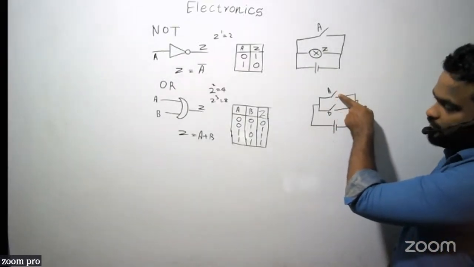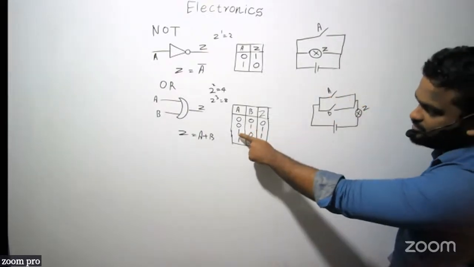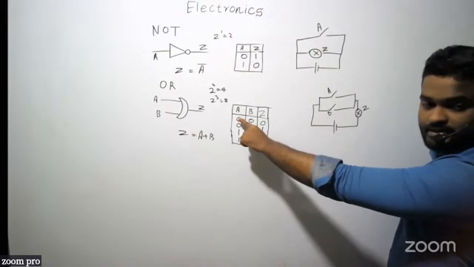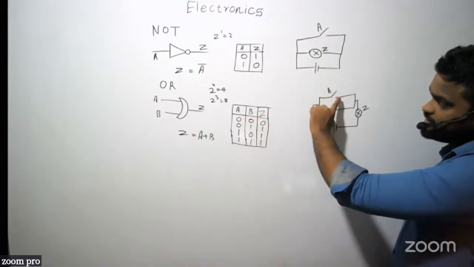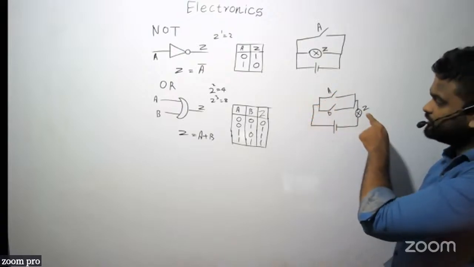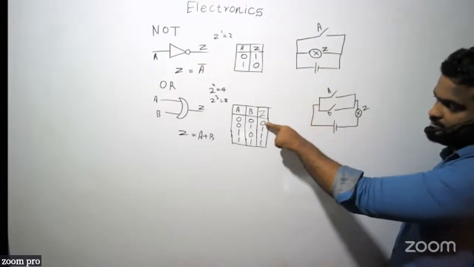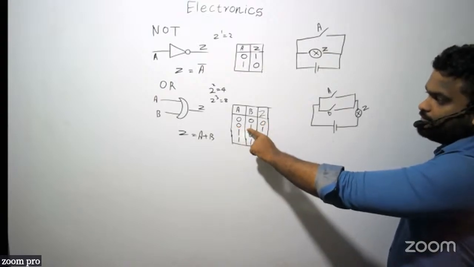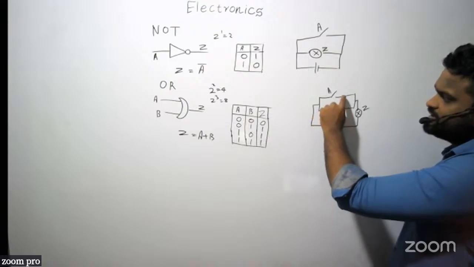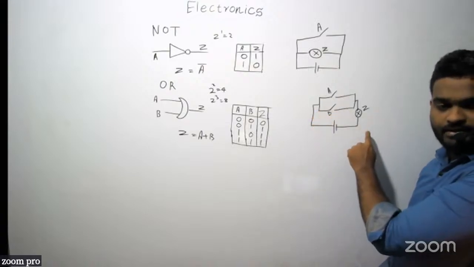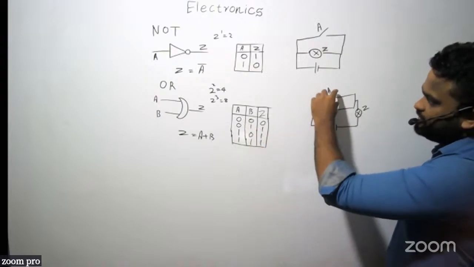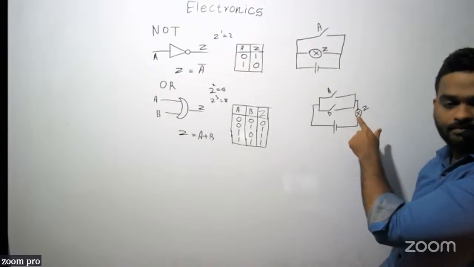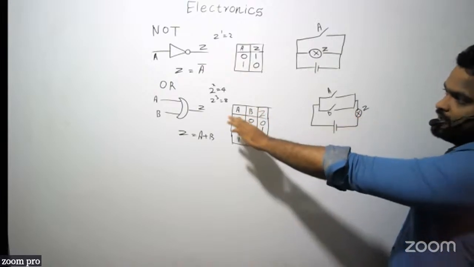If A is on, meaning 1, right? On means 1. Let's consider this one, 0, 0. Both switches are off. Only then the bulb turns off. See that? Z is 0. If A is off, B is on, only one of these is enough to turn on the bulb, right? So you get 1. Even if both switches are on, the bulb turns on. So that explains the OR gate.